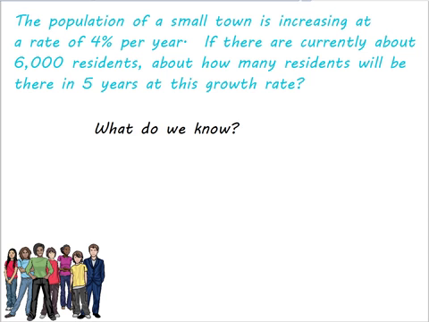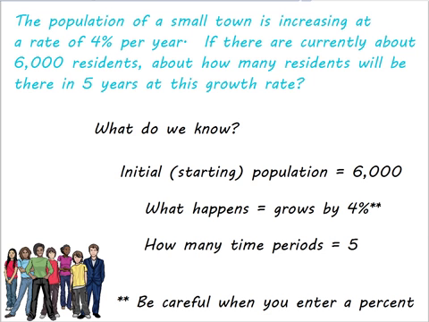So here we have another example. Now we're going to start talking about percents. The population of a small town is increasing at a rate of 4% per year. If there are currently about 6,000 residents, about how many residents will there be in 5 years? So first of all, when you wrote an exponential equation, you had to think about what you already knew. We know that our initial or starting value was 6,000. What's happening each time period is we're growing by 4%, and how many time periods have passed would be 5. We want to be careful when we enter a percent. We'll talk about that in just a second.